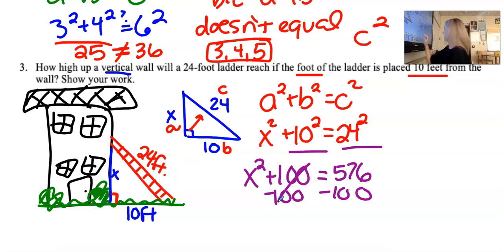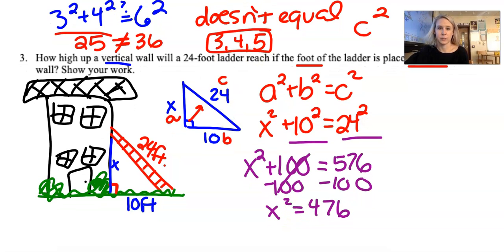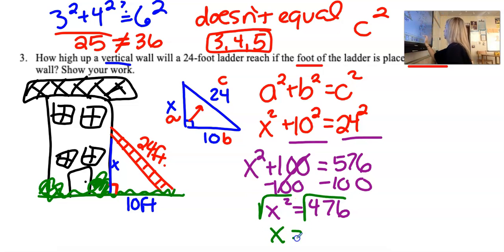Hundreds will cancel, leaving you with x squared is 476. Now, the last step is to get rid of the squared to get x by itself. So I'm going to square root both sides, leaving you with just an x, and then you would type in the square root 476, and you get a decimal.